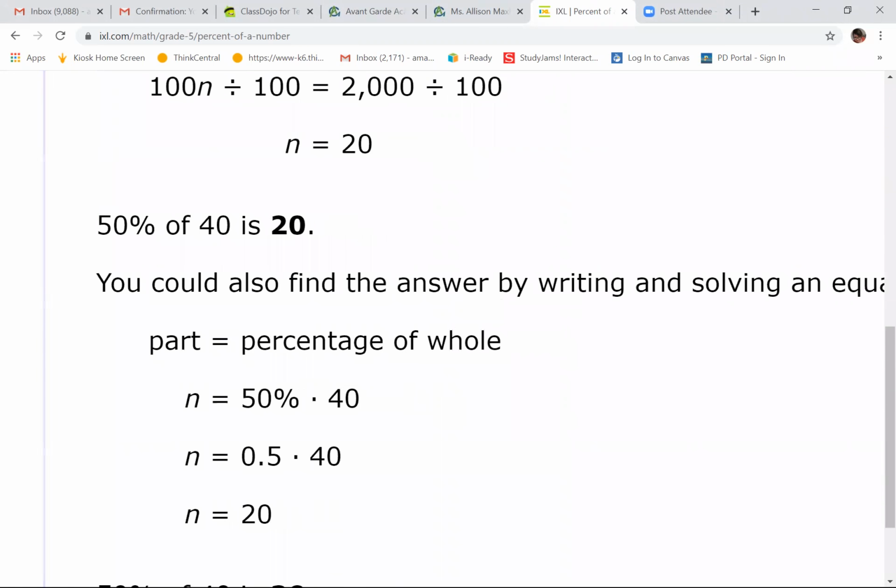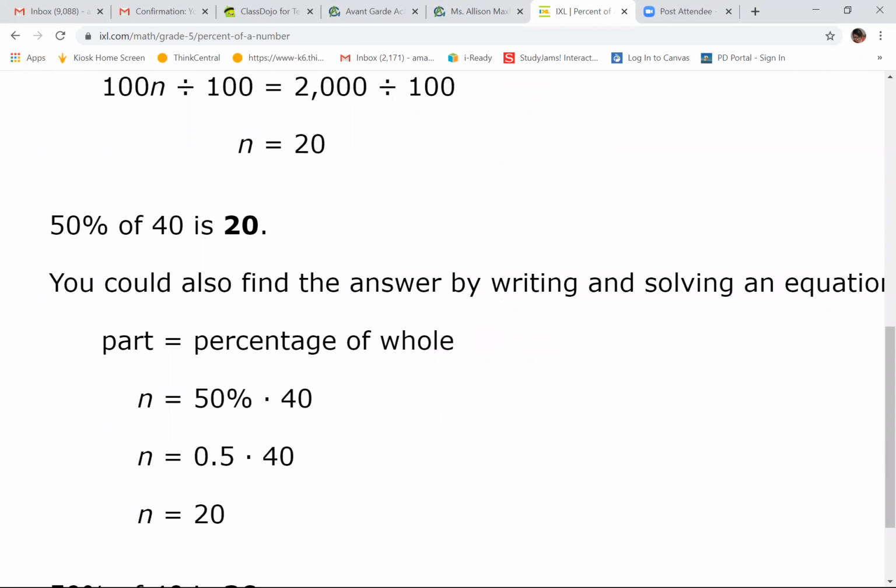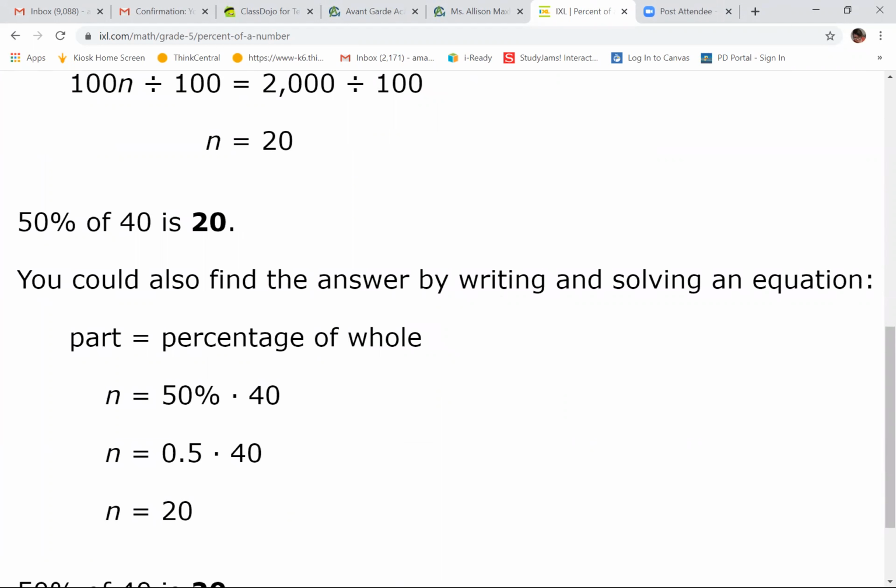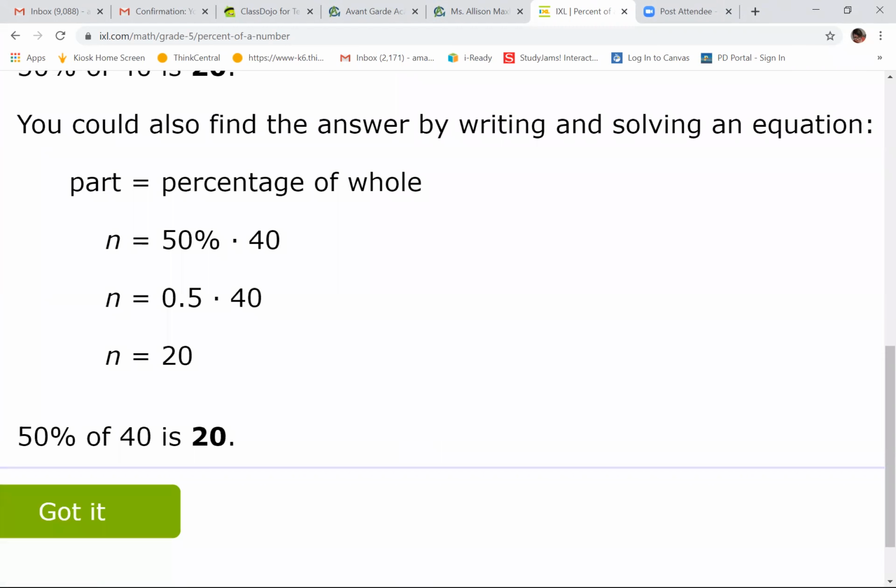But let me see. Maybe they have a different one. You could also find the answer by writing and solving an equation. This is the part that I do. N equals 50% times 40. Isn't that what we just did? 50% of 40. See what they did there? Let me show you here. 50% of 40. This means to multiply.